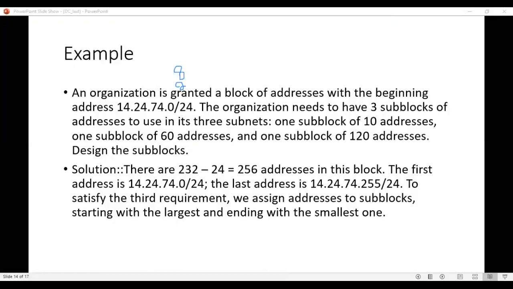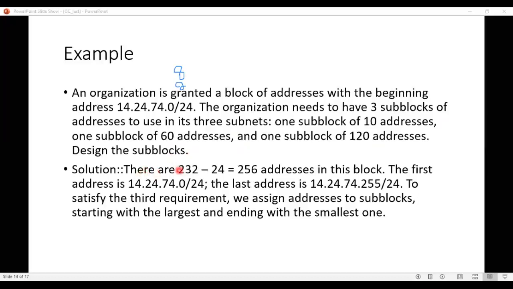The organization needs to have 3 subblocks, that is N1, N2, N3 of addresses to use in its 3 subnets. Out of this 256, you have to divide this 256 into 3 subblocks. How many addresses should be there in each subblock? They have given in the question itself. One subblock of 10 addresses, the second subblock of 60 addresses, and one more of 120 addresses. These many addresses should be present in the subblocks. We have to design the subblocks now.